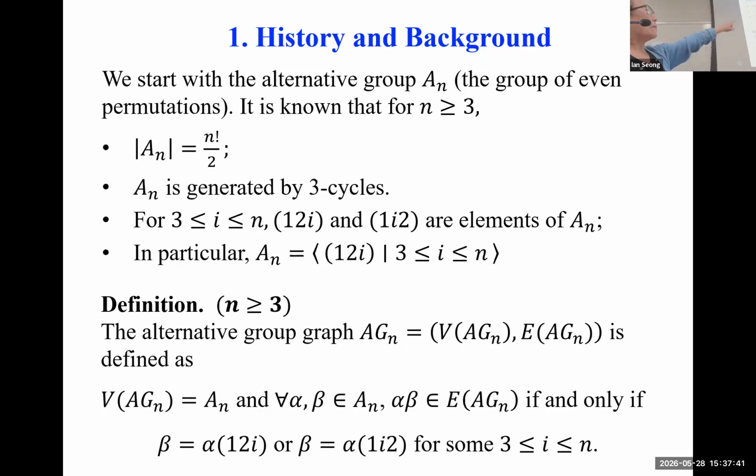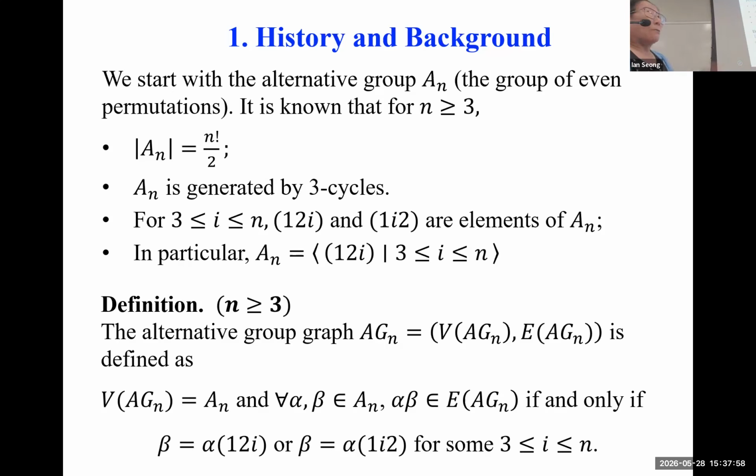If you square (1 2 i), you get (1 i 2), so that will automatically be in the group. But here, in particular, A_n is generated by the 3-cycles of the form (1 2 i), where i is greater than or equal to 3.